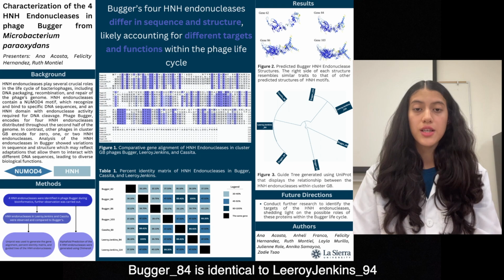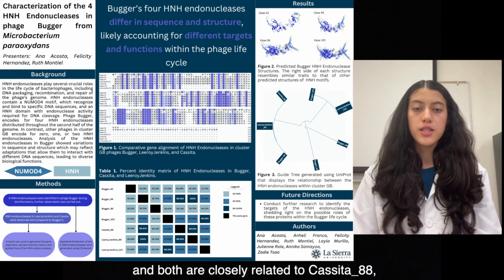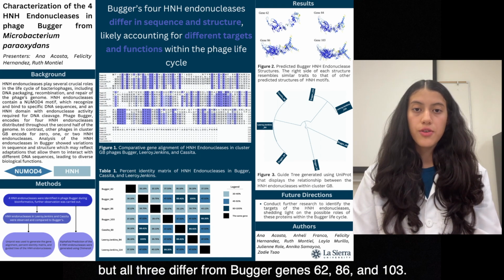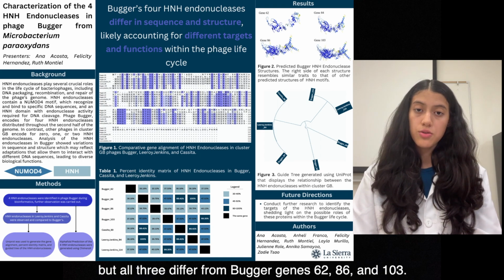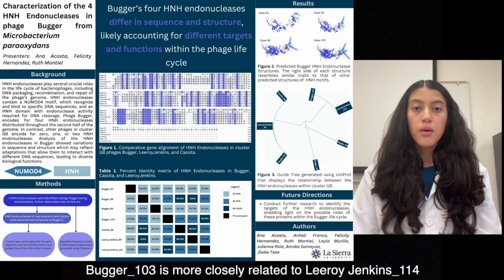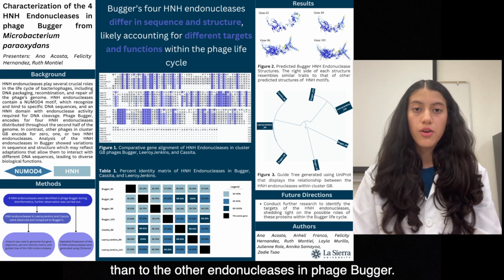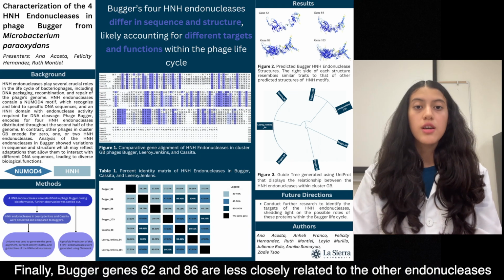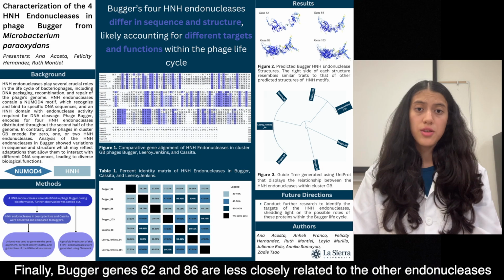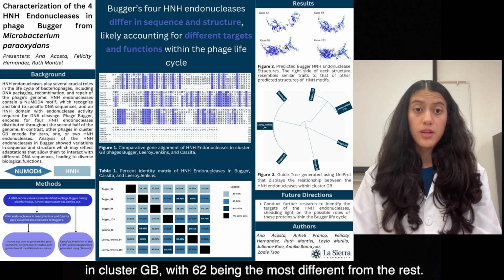Bugger 84 is identical to Leroy Jenkins 94, and both are closely related to Casita 88, but all three differ from Bugger genes 62, 86, and 103. Bugger 103 is more closely related to Leroy Jenkins 114 than to the other endonucleases in phage Bugger. Finally, Bugger genes 62 and 86 are less closely related to the other endonucleases in cluster GB, with 62 being the most different from the rest.